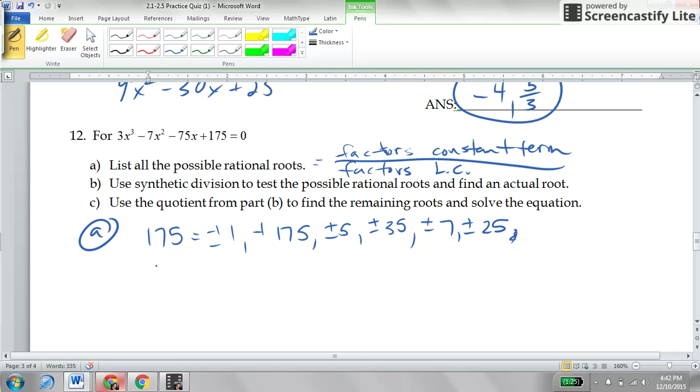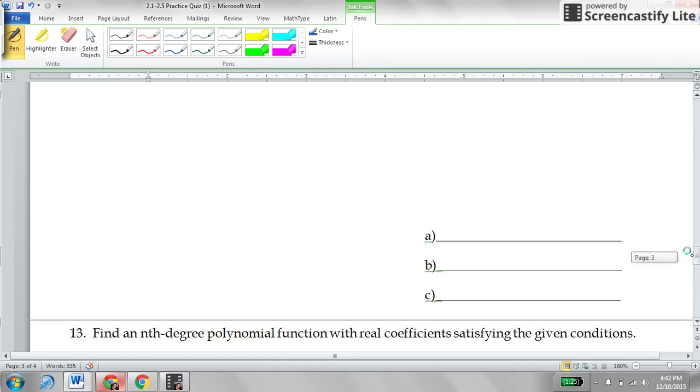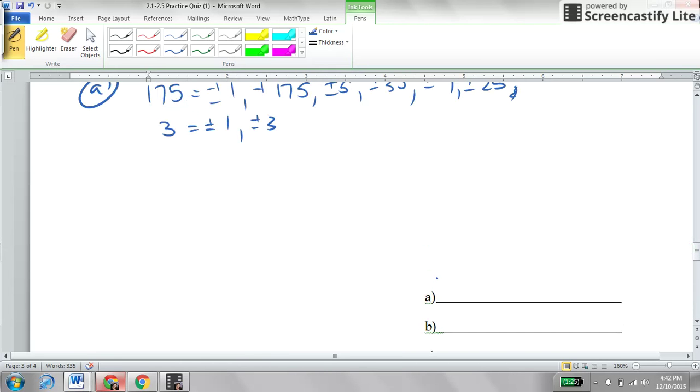The factors of the leading coefficient, that's a little bit easier, is plus or minus 1 and plus or minus 3. So the answer for A is going to be all the things up top over all the things on the bottom. Plus or minus 1 over 1, 175 over 1, 5 over 1, 35 over 1, 7 over 1, and 25 over 1.